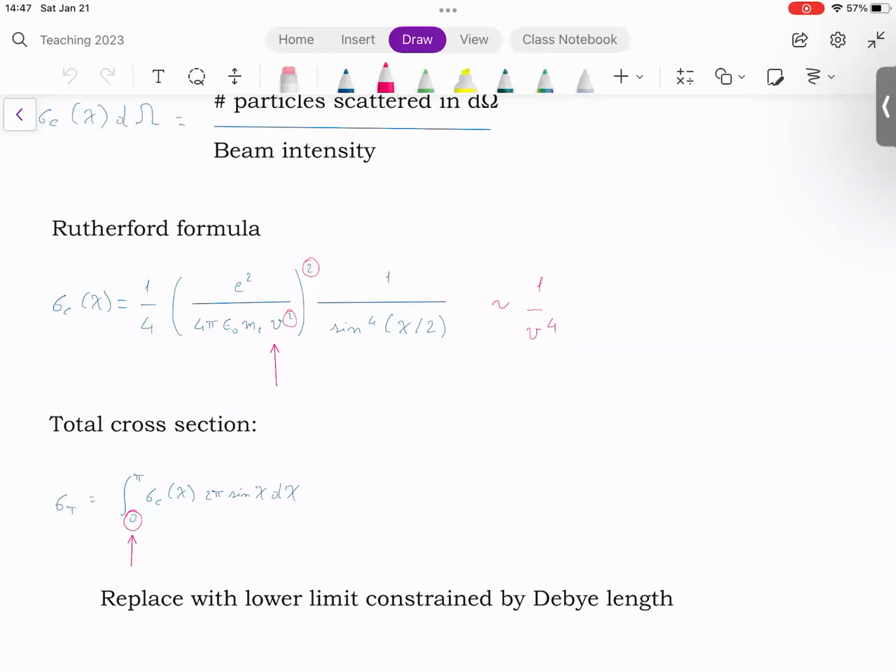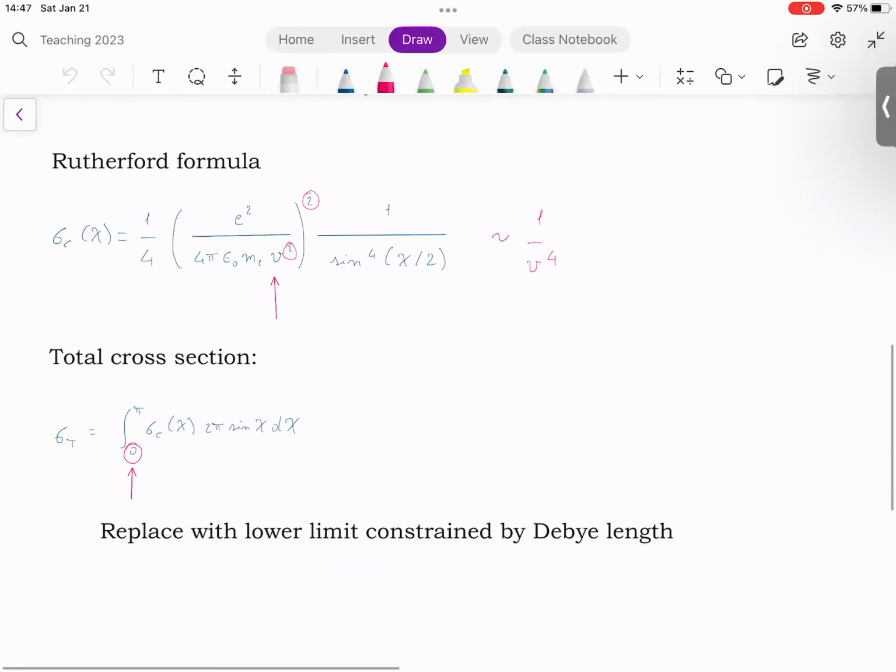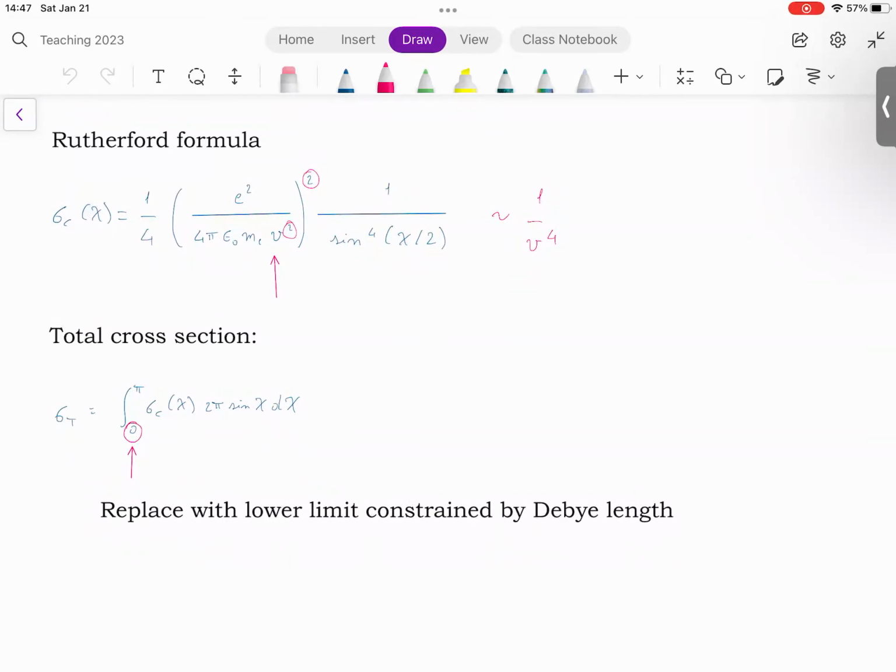Okay, then here is what I am going to do. I'm going to replace that limit of zero with a lower limit that is actually constrained by the Debye length. Remember, that's lambda sub d. We're almost done.